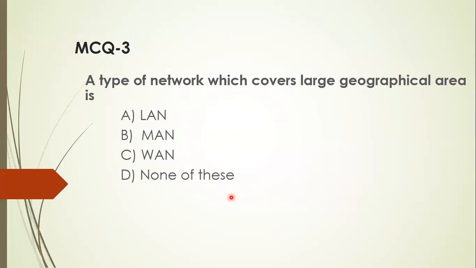A type of network which covers a large geographical area is a wide area network. The correct answer is C.